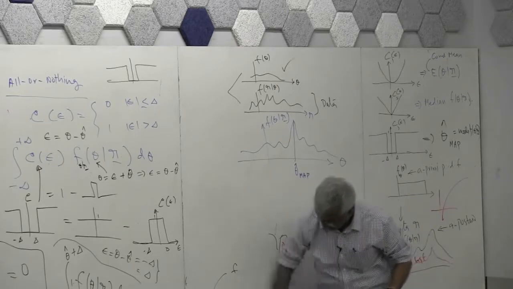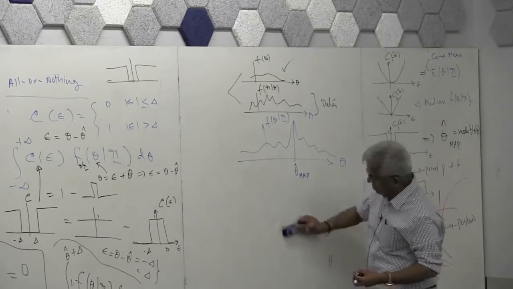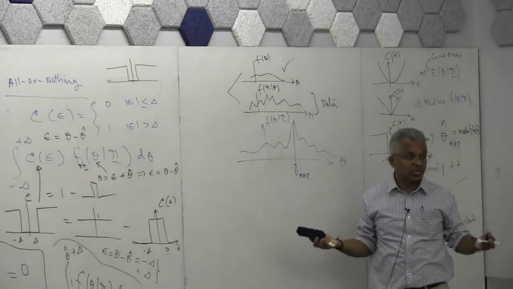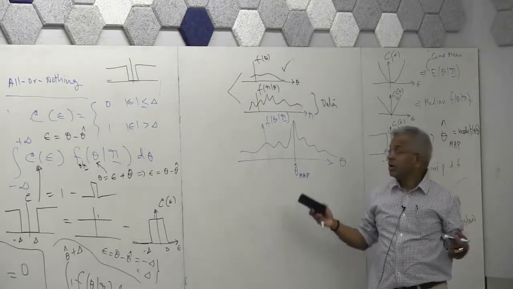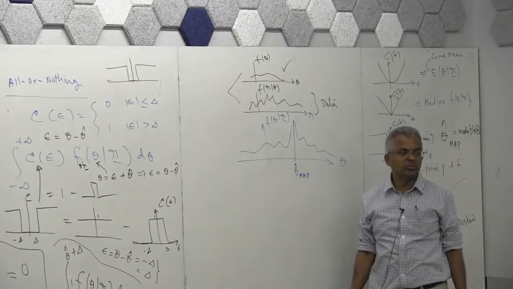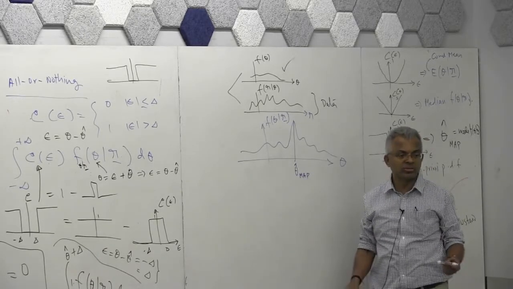As I said, MMSE, of course, is a different beast. You need to take this density function and find its mean. You just need to do it. Unless it is Gaussian, the MAP won't be the same as MMSE, as I'm going to show you through problems and so on.